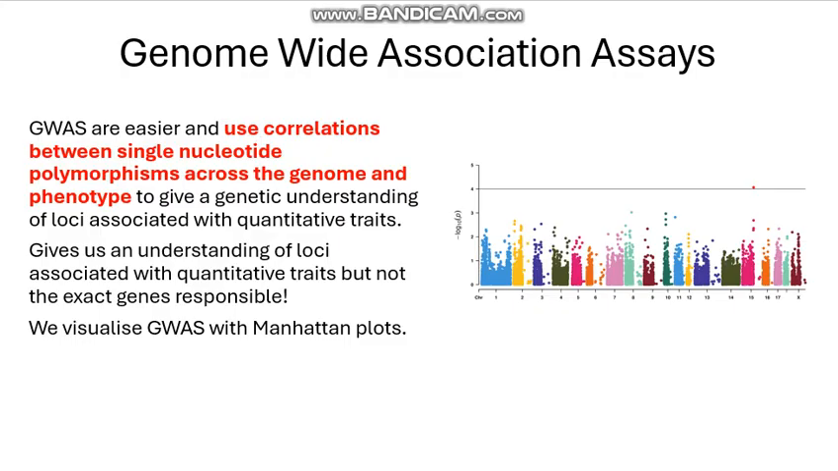So we're basically looking at the phenotype of the organism, and we're looking for which specific SNPs are present in organisms with that phenotype. This gives us an understanding of loci associated with the quantitative traits, but it doesn't exactly tell us the genes responsible for causing the traits, just the SNPs that are usually associated with the traits. And we typically visualize genome-wide association assays with what I've shown on the right here, something called a Manhattan plot.